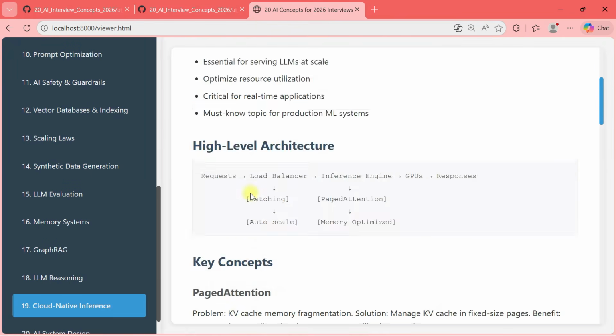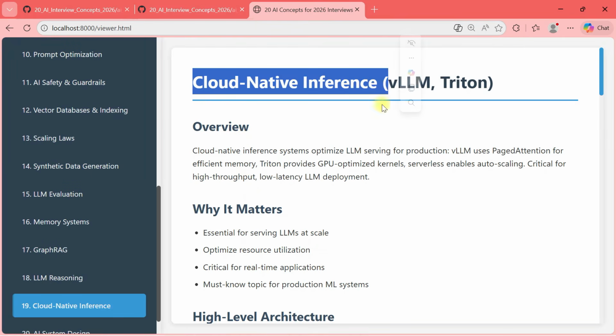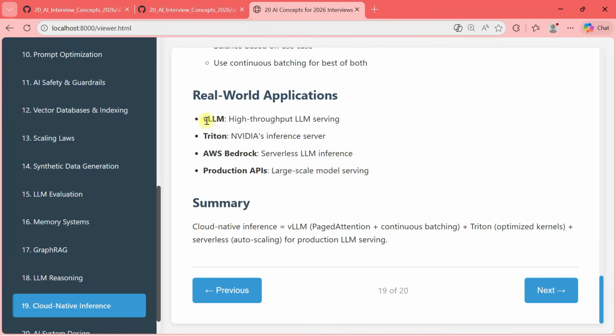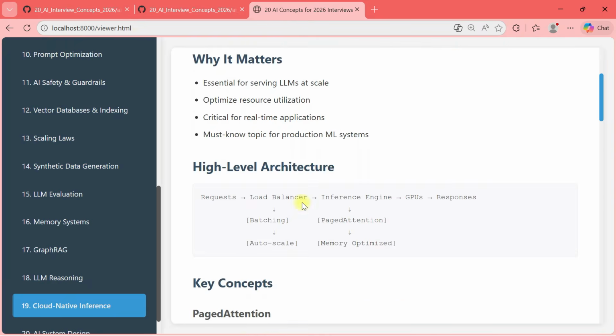These are the things you should know when you are talking of cloud native inference, and a few more things obviously. Read these interview questions, read about these applications. I have videos on AWS Bedrock. You can search Unfold Data Science AWS Bedrock and you will get the video. And production APIs also I have videos. You will find that if you search. Some of these terms the interviewer might touch, hence I have put it here.